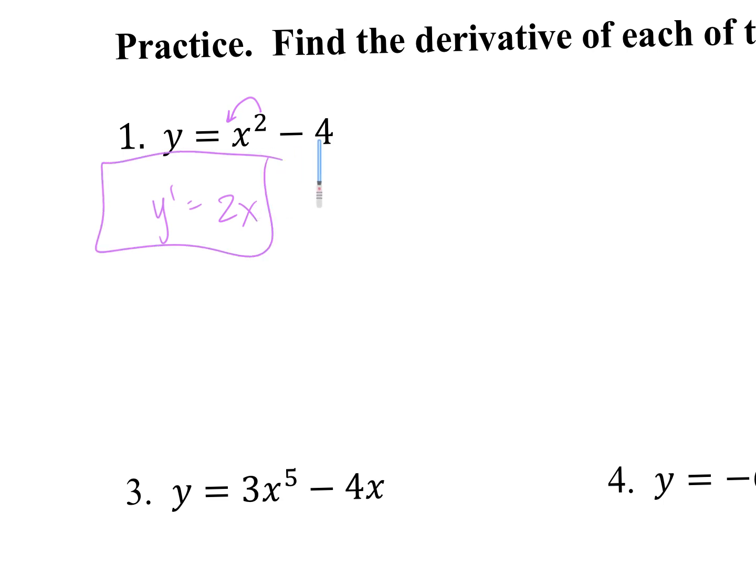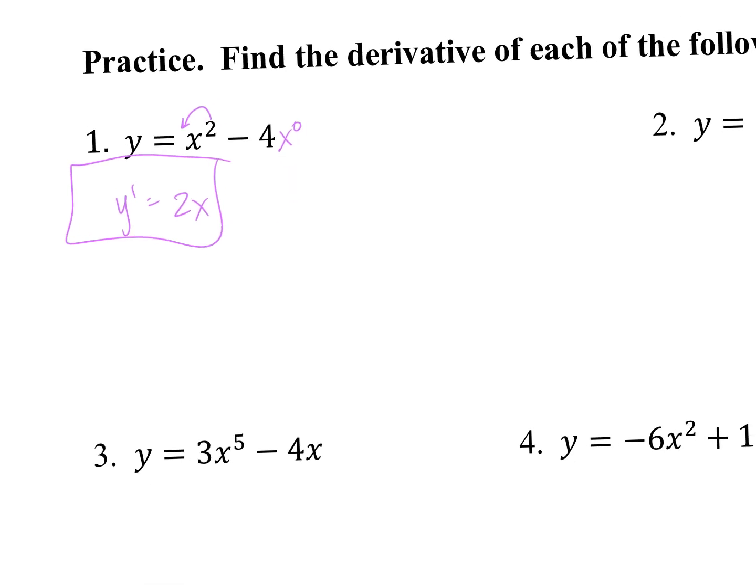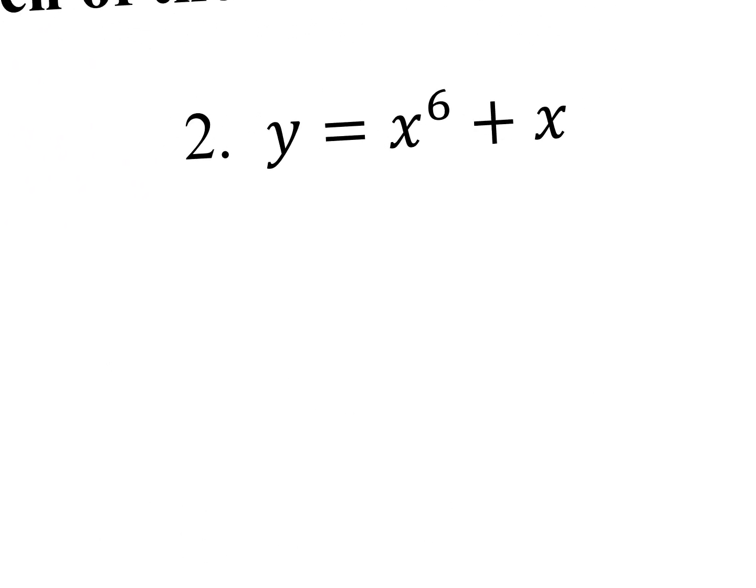And if you're like, what? Why isn't that following the power rule? It really is. This is really 4x to the 0. 0 times 4 is 0. X to the negative 1. 0 times anything is 0. Yeah? Okay, let's keep it up.